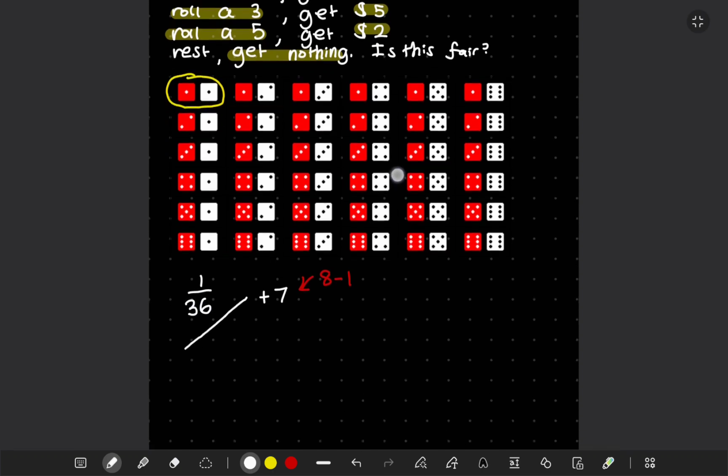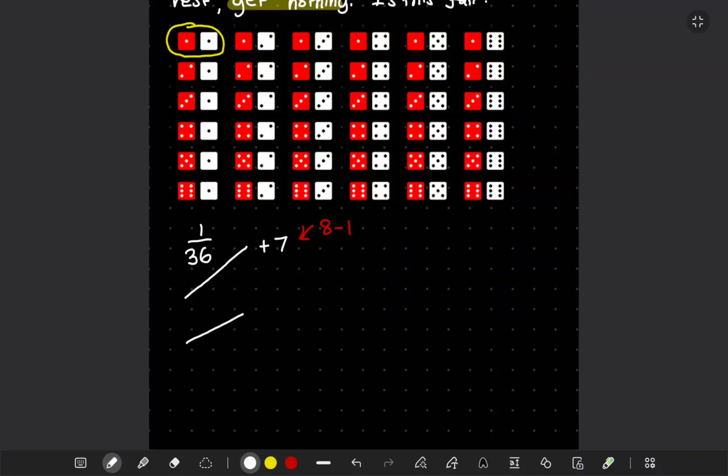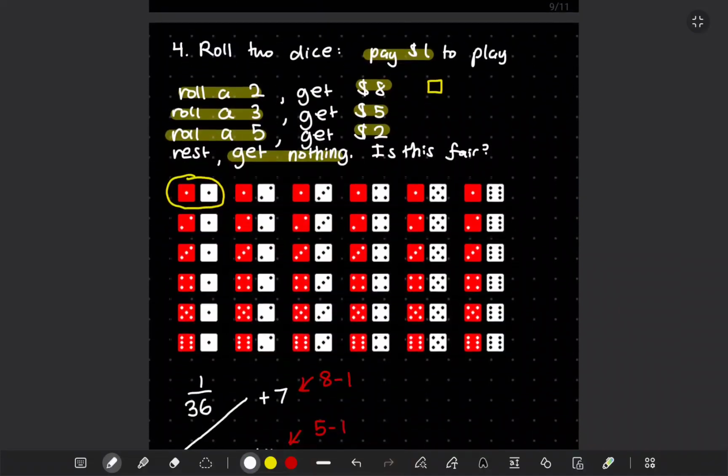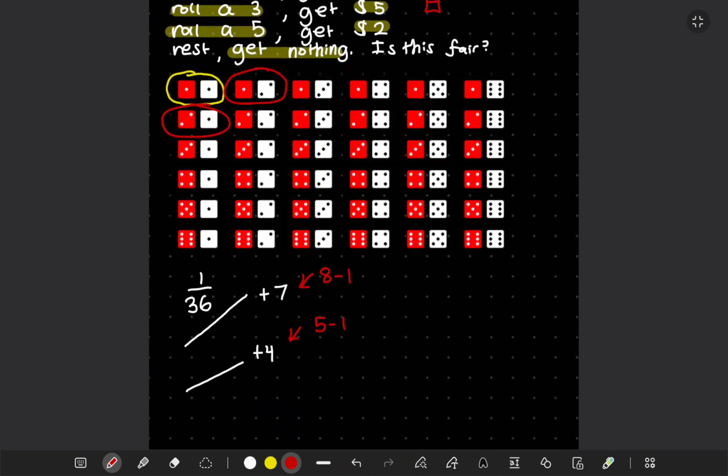Roll a 3. Okay, so I'm going to make another branch. I win $5. That means I'm overall up by 4. Why? Because I do 5 minus 1. And in this case, because it says 3, I'm going to circle it in a different color. I'll do red this time. That's 2, 1, and 1, 2. So because of that, I'm going to write 2 out of the 36. Okay, let's keep on going.